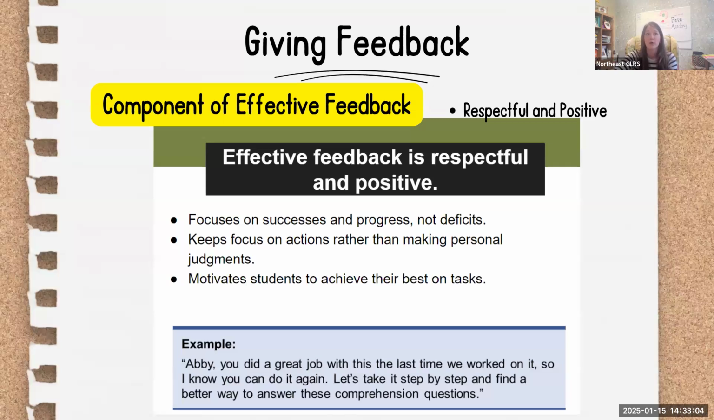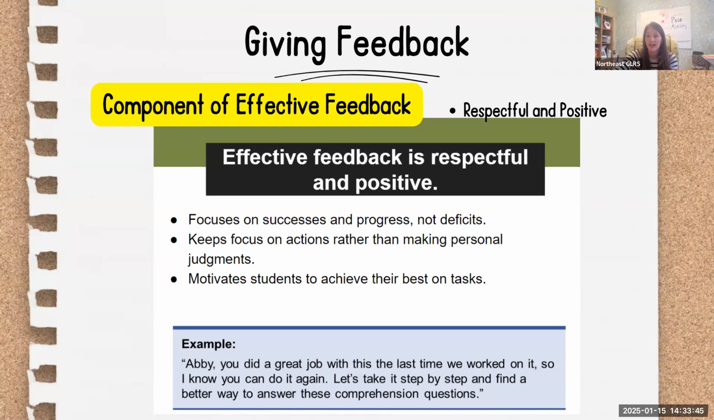And the final component of effective feedback is giving feedback that's respectful and positive. Effective feedback is respectful and positive always. It focuses on successes and progress and not deficits. So we're not pointing out inability. We're pointing out successes and the work that they're doing or the progress that they've made. Respectful and positive effective feedback keeps focus on actions rather than making personal judgments. And it also motivates students to achieve their best on tasks.